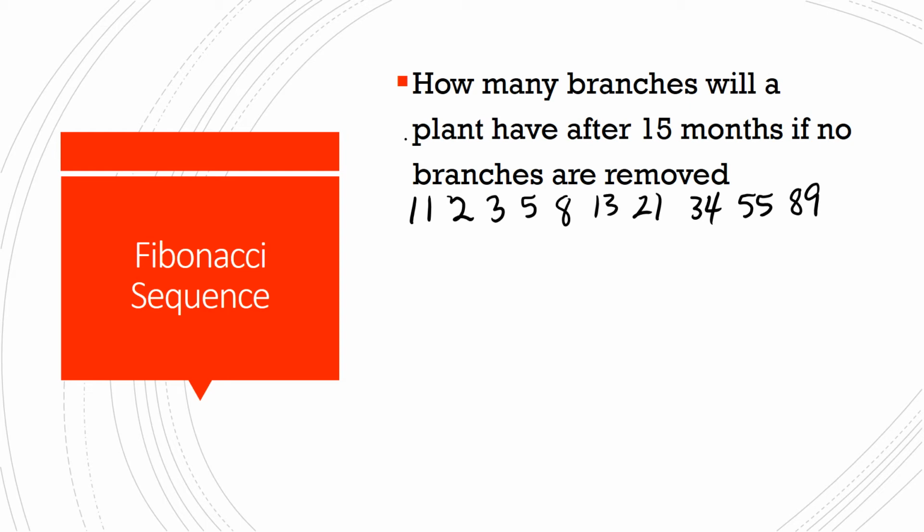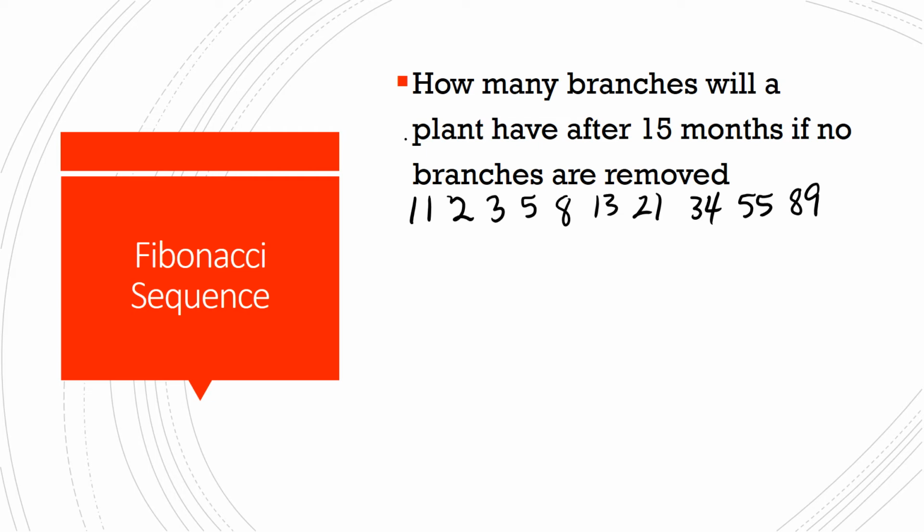Now the problem we're looking at here is telling us that we've got a branch or a plant that grows branches that correspond to the Fibonacci sequence. And it takes 2 months for the first branch to appear, and then at the end of each month, it would then sprout a new branch. And so here it's asking us to determine how many branches the plant would have after 15 months if no branches are removed. And so what it's really asking us, what is the 15th number of a Fibonacci sequence?